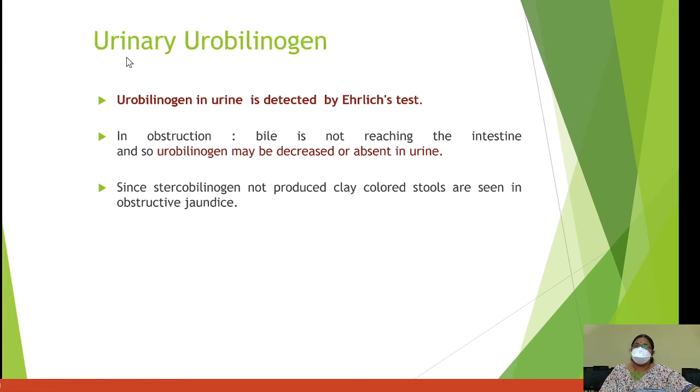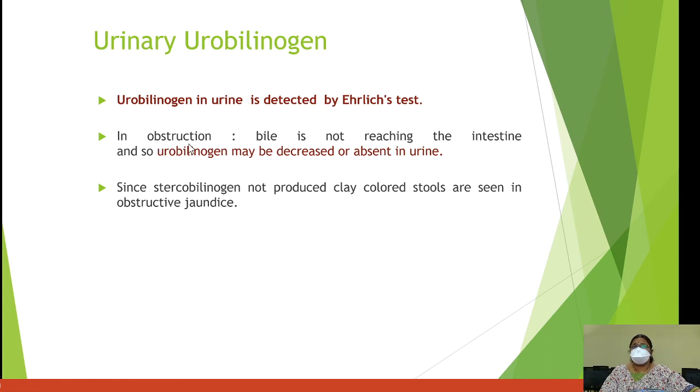So another urine test performed is the test for urobilinogen. The urobilinogen in urine is detected by Ehrlich's test. When you mix the urine sample with Ehrlich's reagent, a pink color is observed through the mouth of the test tube. So normally a mild pink color will be there.